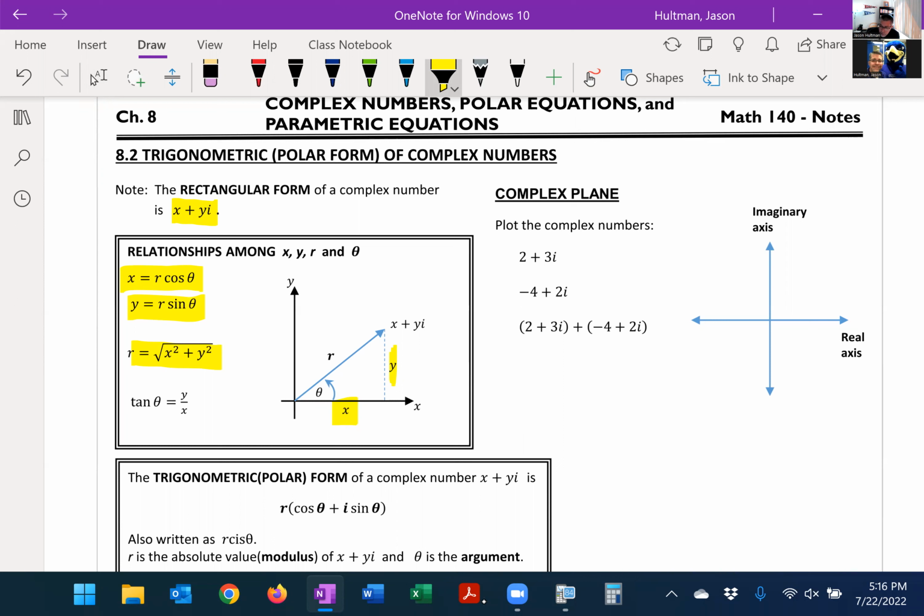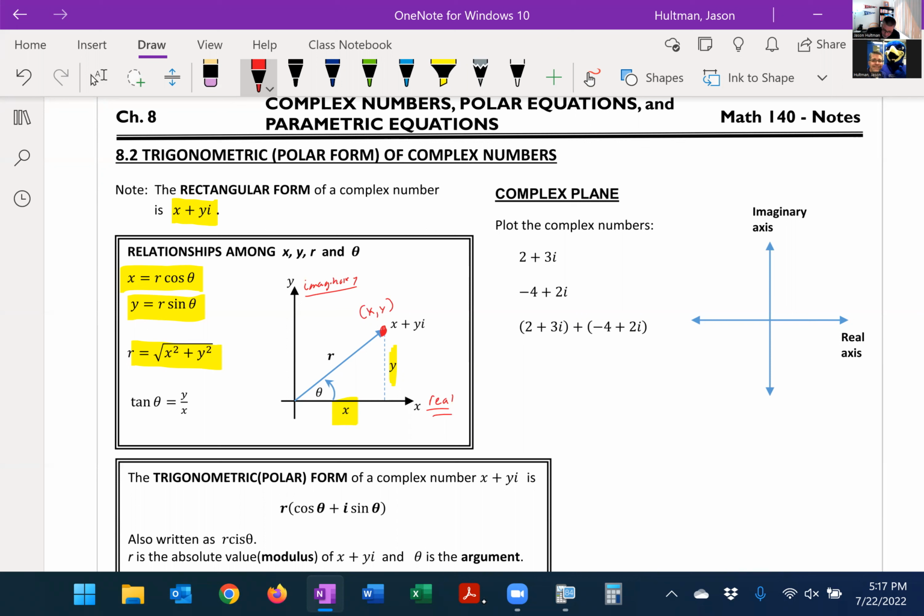Okay, think of this as a point, x comma y, on the real axis for x and the imaginary axis for y. Okay, and then tangent of theta is y over x. So that's how we would get angle theta.